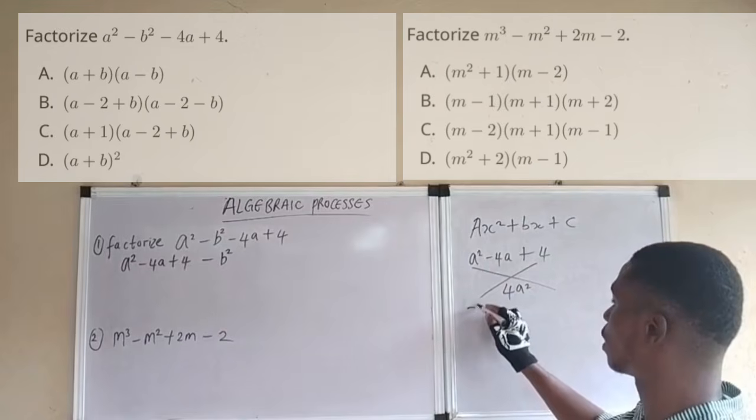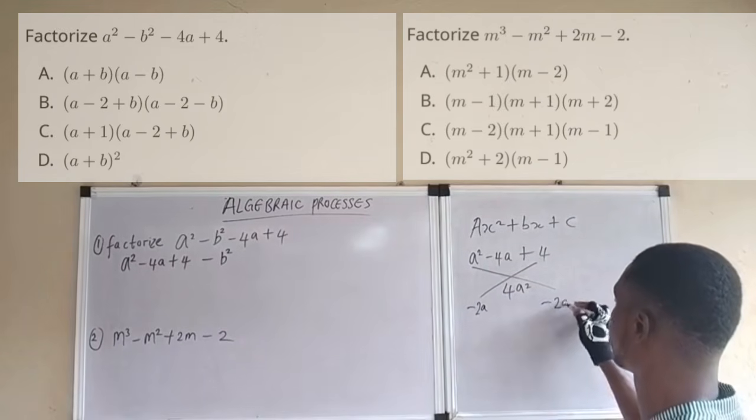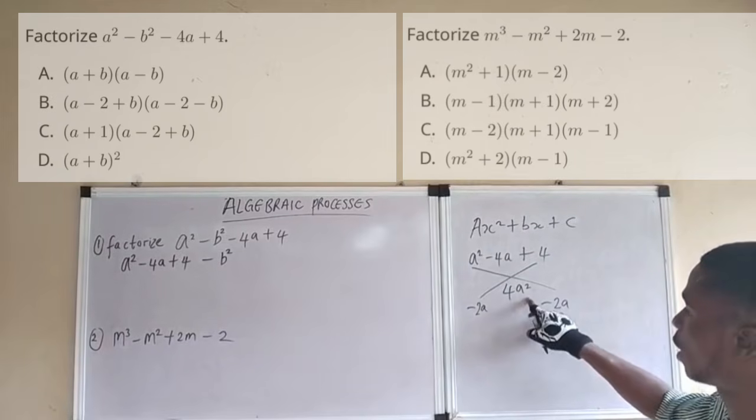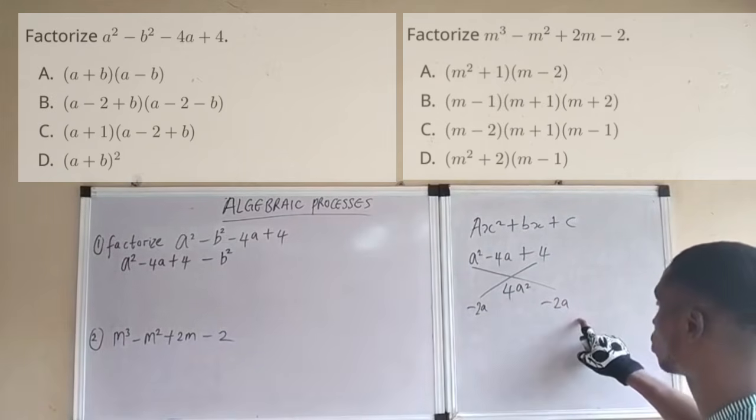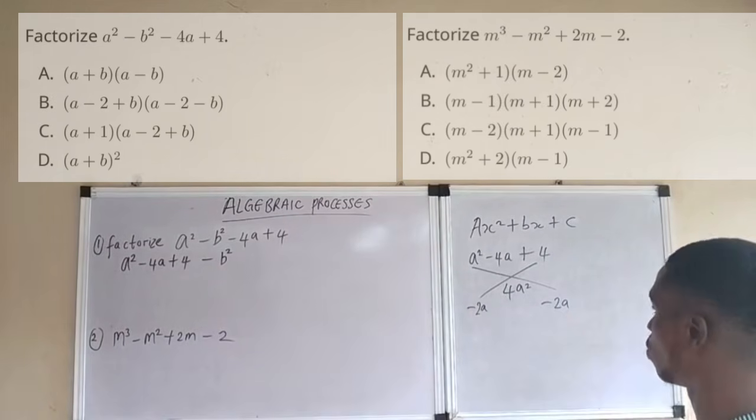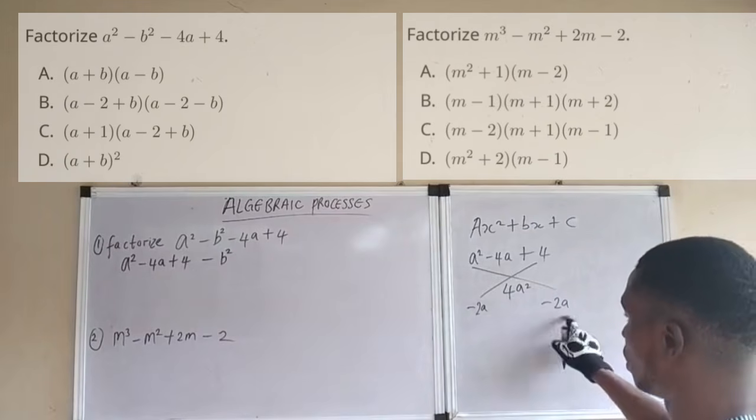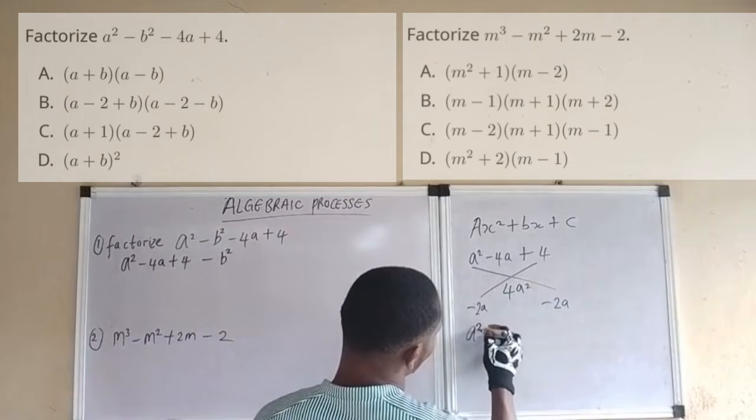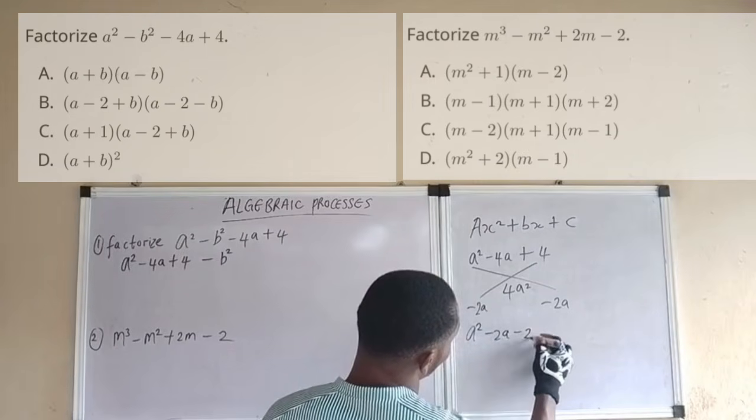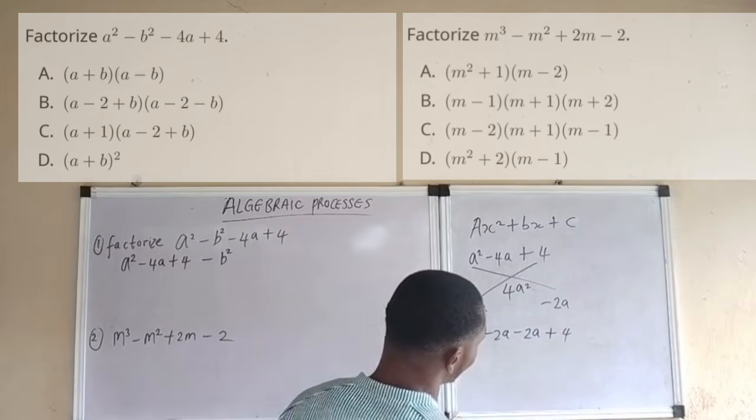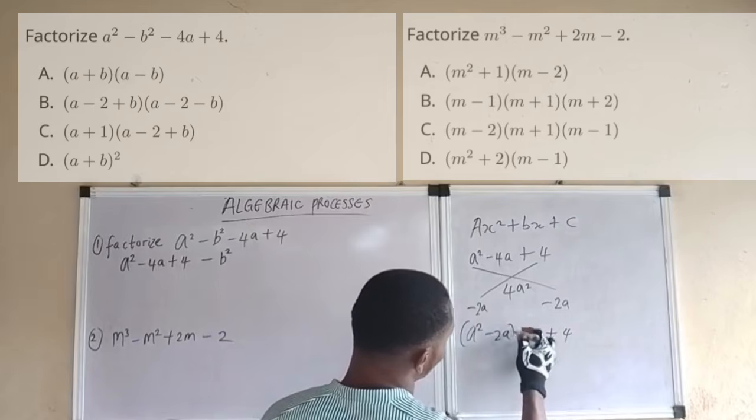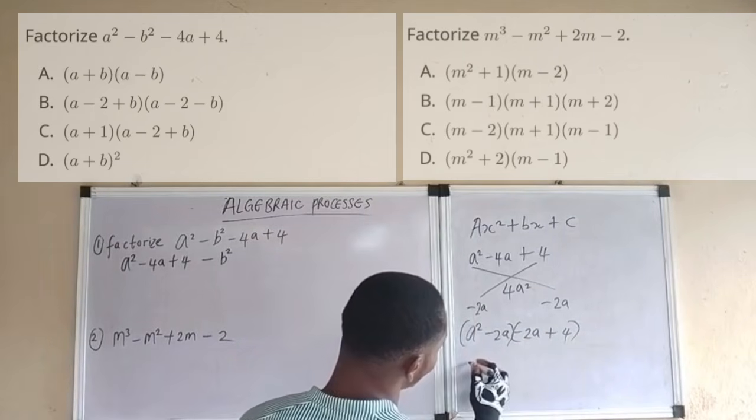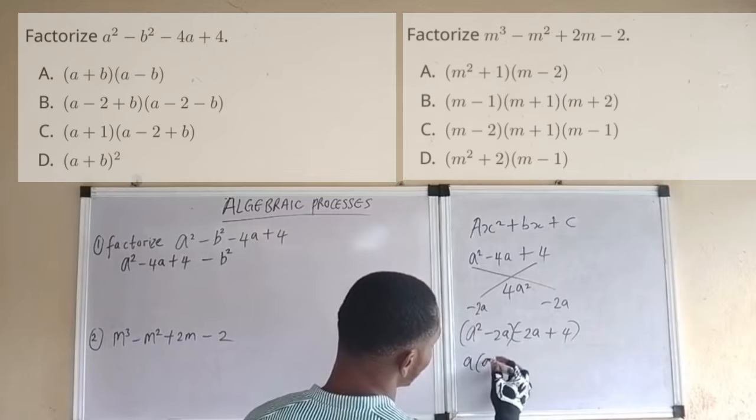And those two factors are minus 2a and minus 2a. Minus 2a times minus 2a gives us what? 4a squared. And minus 2a plus minus 2a gives us what? Minus 4a. So we are going to replace this portion with these two values. So we're having a squared minus 2a minus 2a plus 4. Now we're going to factorize by putting in brackets the first two terms and the second two terms. So we're having here a, open brackets, a minus 2.